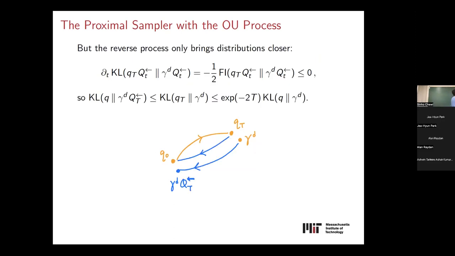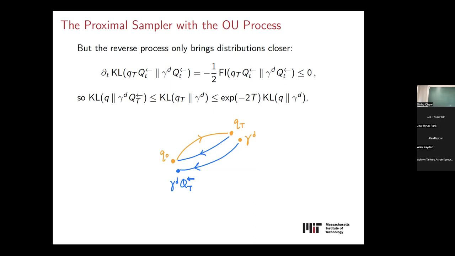And now consider reversing this process. Remember, this is the calculation that I did for the backwards process for the proximal sampler. If I compute the time derivative of the KL backwards in time, then I get a minus Fisher information quantity, and that quantity is just always negative. So what that means is that the backwards process never makes the two processes diverge apart. It can only bring the two processes closer together.